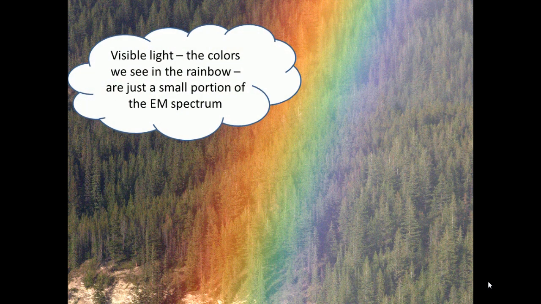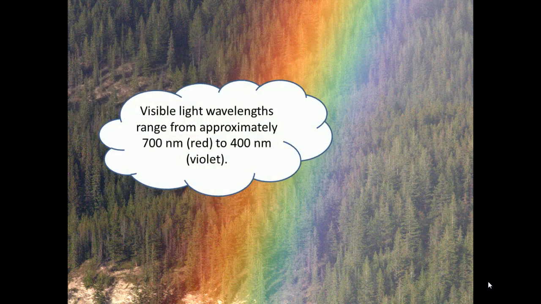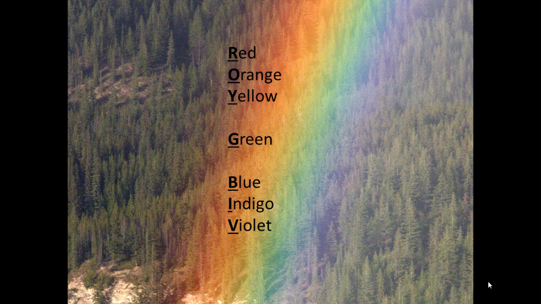Although we typically think of light as the energy that enables us to see, visible light is just a very small portion of what is called the electromagnetic spectrum. Visible light includes the colors of the rainbow, and the wavelengths range from approximately 700 nanometers to 400 nanometers. One way to remember the order of visible light from longest wavelength to shortest wavelength is to remember ROY G. BIV. The color red is the longest wavelength, while violet is the shortest wavelength.